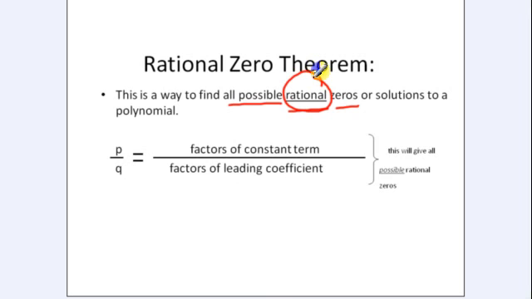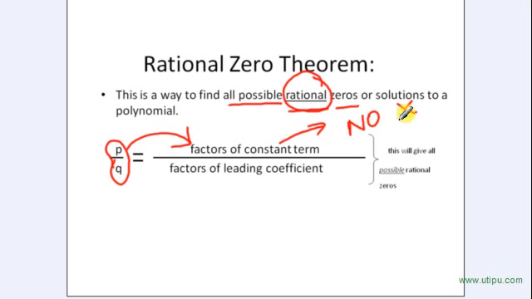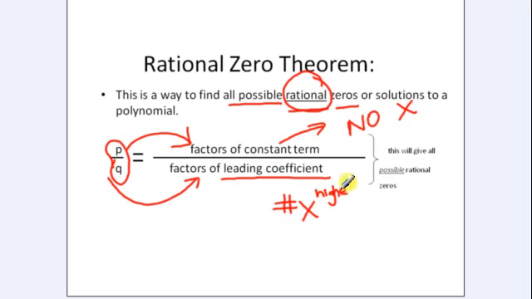What this test says is that we take p over q, where p just stands for the factors of the constant term of the polynomial. Now, the constant term is the one that does not have an x with it. Makes it constant. Then we divide all those factors by the factors of the leading coefficient. And remember, the leading coefficient is the number that's in front of the highest power of x. This will give, once again, all the possible rational zeros of a function. Let's see what that looks like.